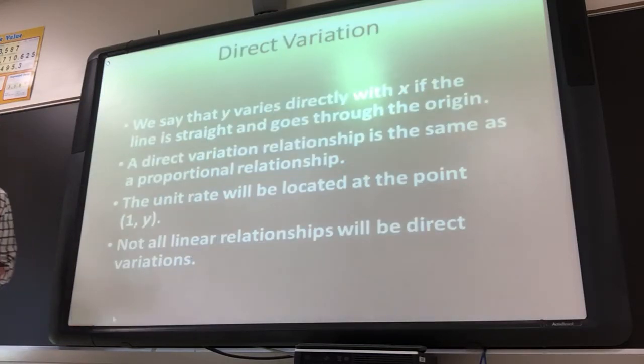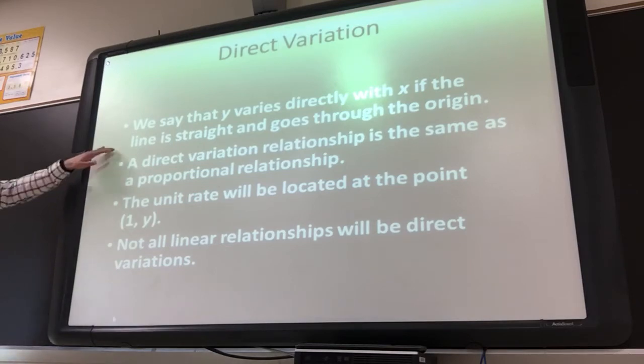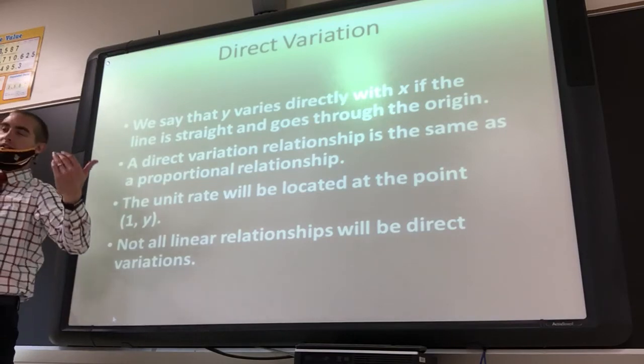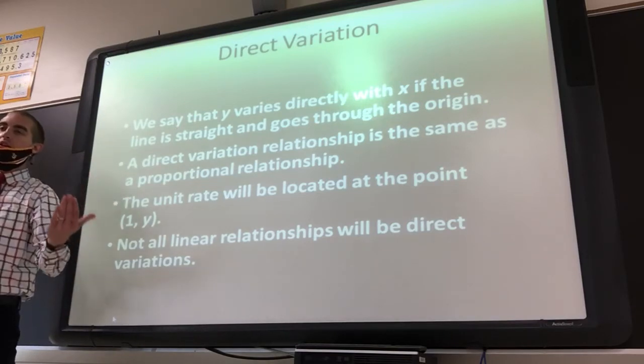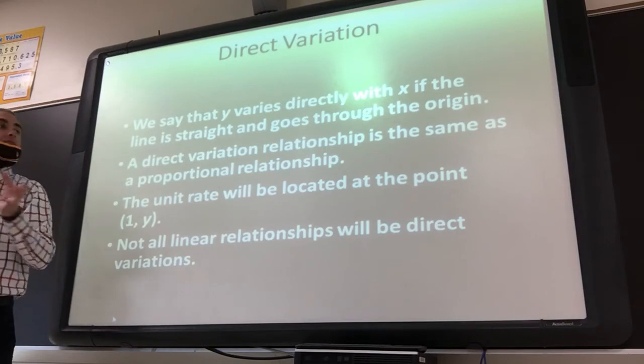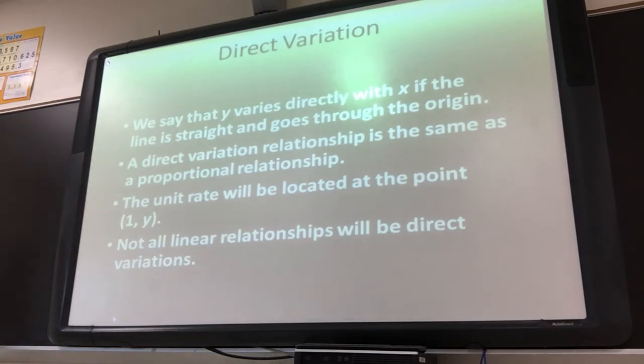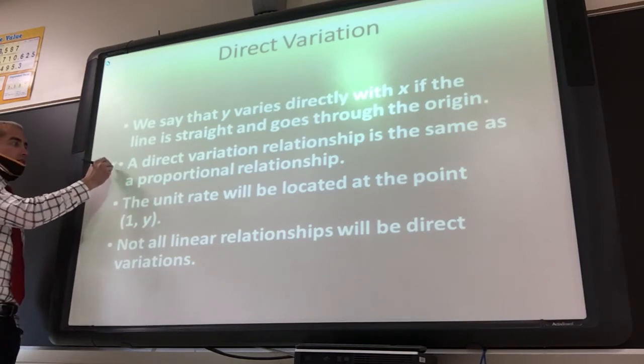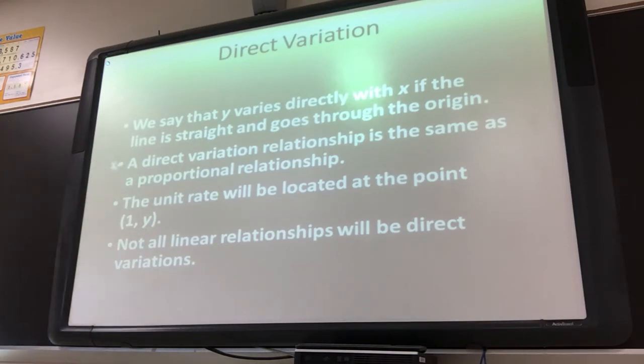Okay, so a few other things dealing with direct variation or proportional relationships. The question's sometimes going to say, does y vary directly with x? And almost always we're going to be looking at a graph. And so if the line is straight and goes through the origin, then it's a direct variation, or it is proportional. And so this second bullet point, that's basically what we're saying. A direct variation relationship is the same thing as a proportional relationship.